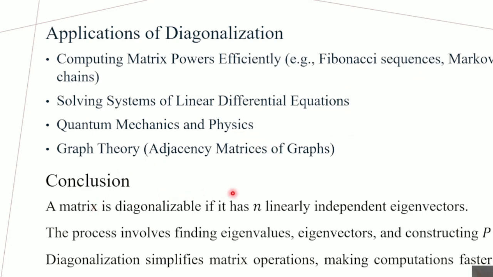Conclusion: a matrix is diagonalizable if it has linearly independent eigenvectors. The process involves finding eigenvalues, eigenvectors, and constructing P and D. Diagonalization simplifies matrix operations, making computation faster and more efficient.